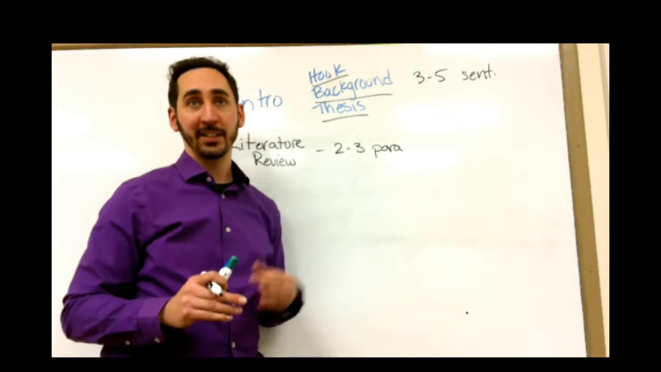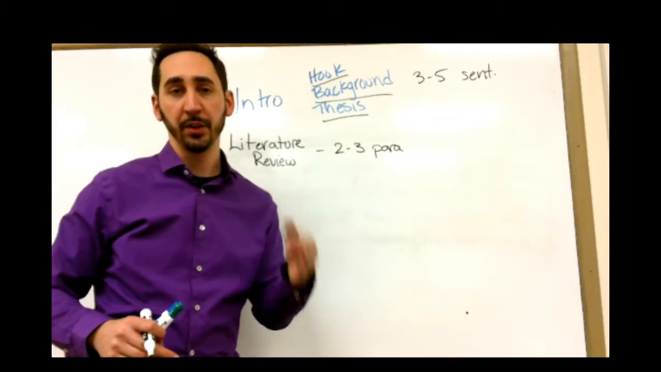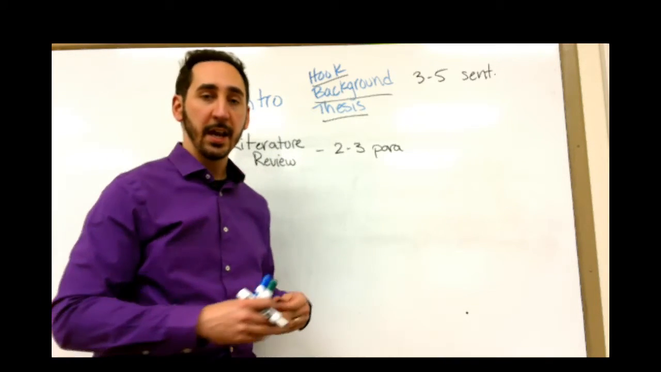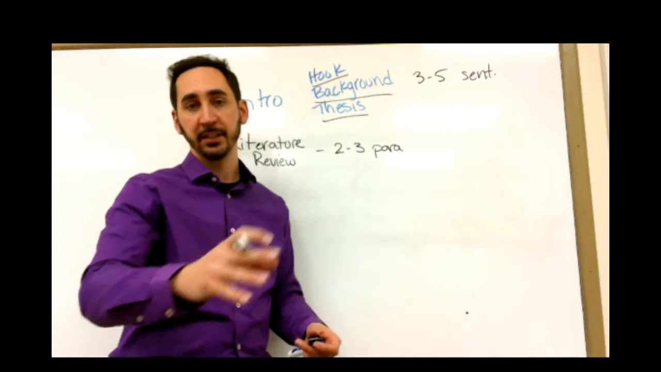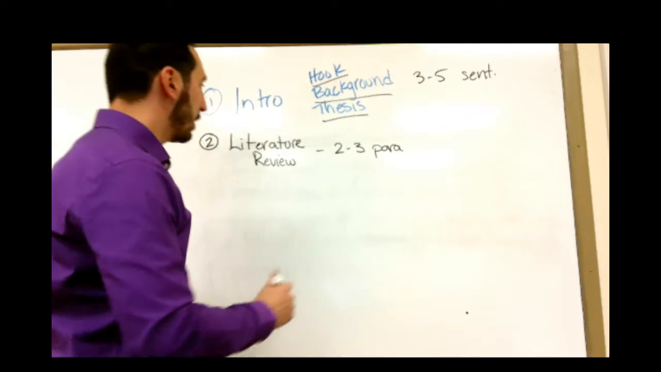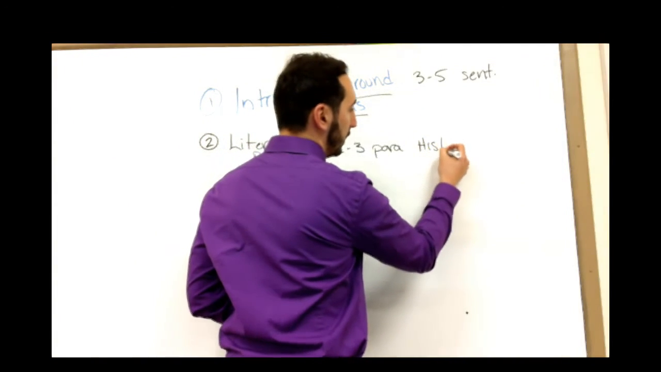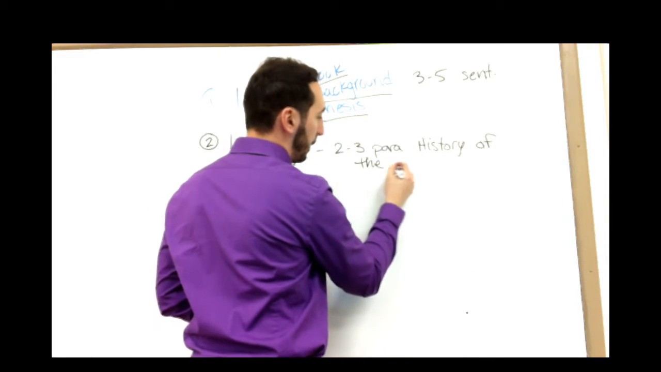Most people go back to the 1800s, pick one or two events, go into the 1900s, pick one or two events, and then go into the 2000s and pick one or two or three events, and kind of go in 100-year increments, 1800s, 1900s, 2000s. But this is, in short, a 2 to 3 paragraph history of the problem.